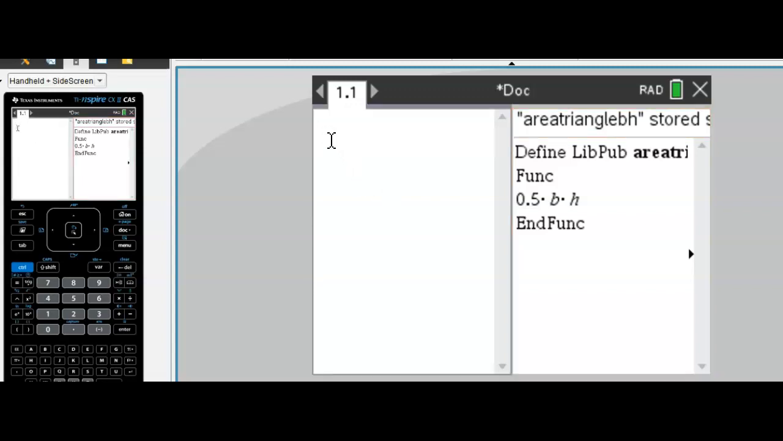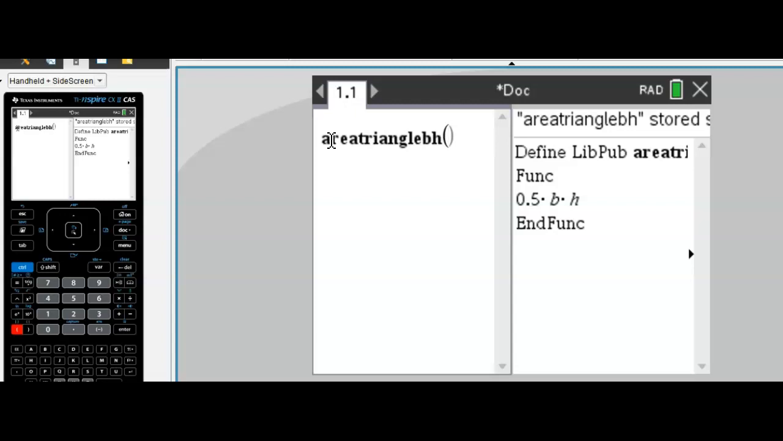Now you're probably sitting there thinking it's just easier to do 0.5 times base times height. Obviously it is, but we're starting with a very basic one. And then we'll do some more complicated ones. So area, triangle, and we did BH. Now, when it goes from italics to bold, it's actually saying, well, I've got this stored in the calculator. So area triangle, then your brackets, the area, your base length.